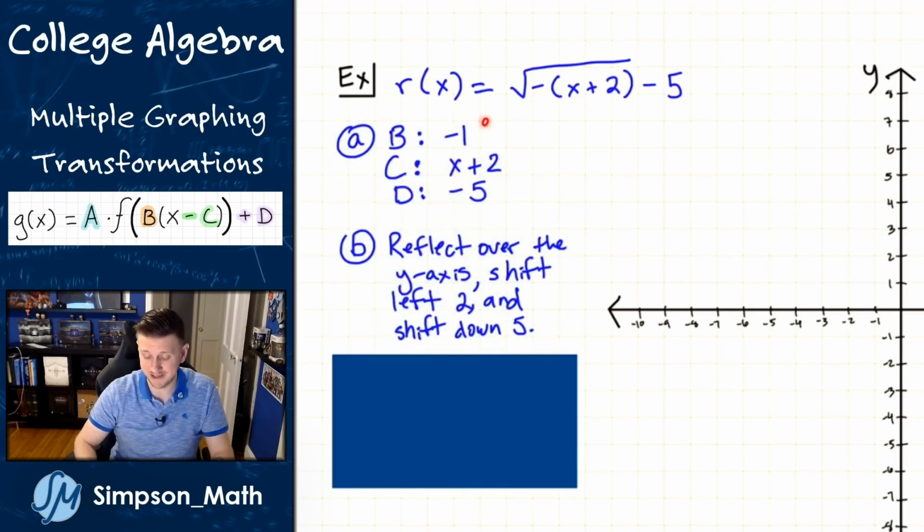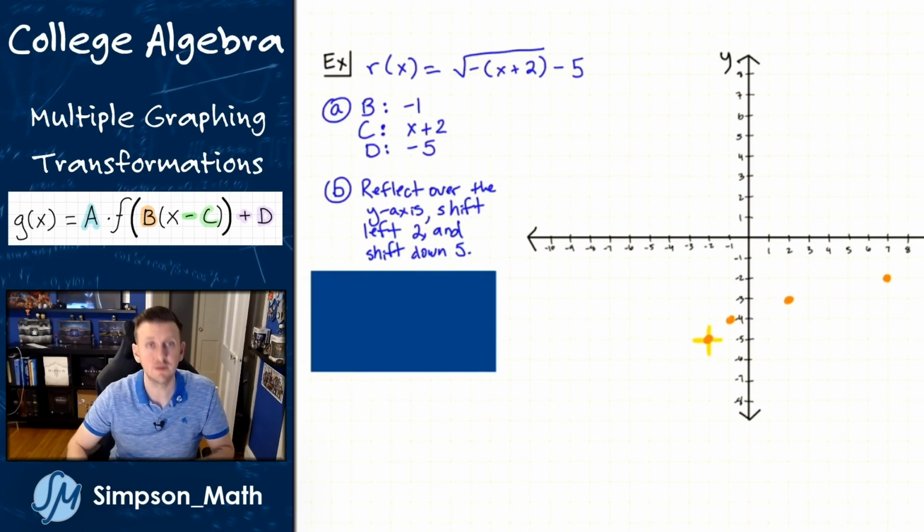All right, so you should get that b is negative 1, and then the c is that x plus 2, or that plus 2, and then d is negative 5. So what does this do for order of operations? First, that b is first, reflect over the y-axis. Then we'll shift left 2, and then we'll shift down 5. So I want you to take a second and try to graph this one on your own.